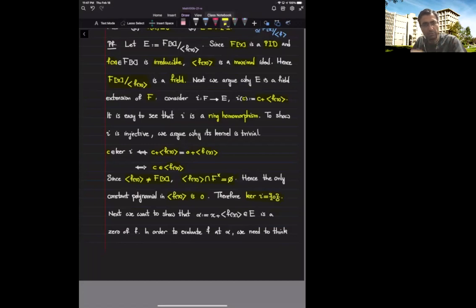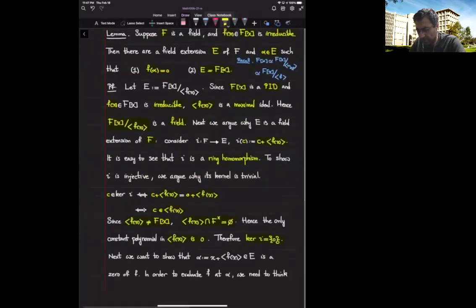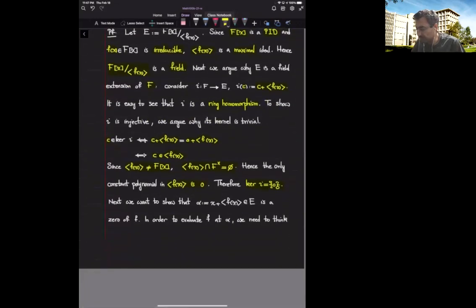So far we argued that E is a field extension. Now I want to show that it has a zero of f. Again, we borrow the intuition that we have from this backward engineering kind of argument, that if indeed it is F[alpha], then the zero should come from the coset that's represented by x. Okay, so that means I'm going to define alpha to be the coset represented by x, and then I'm going to check that it is indeed a zero of f.